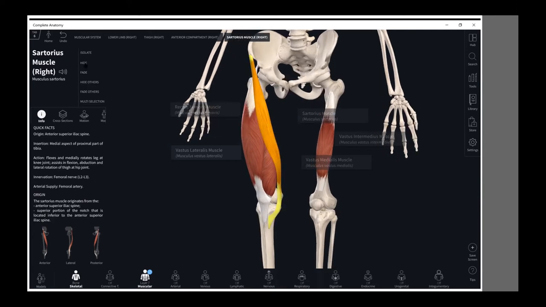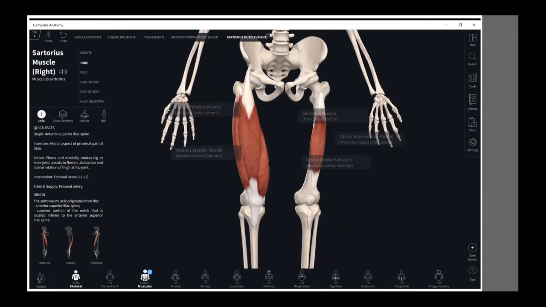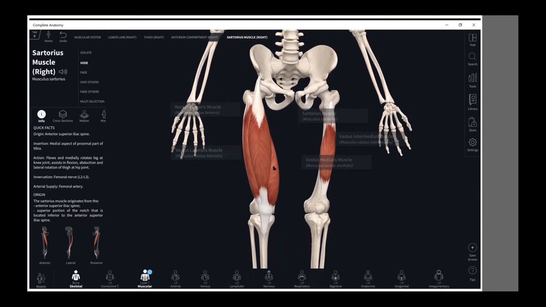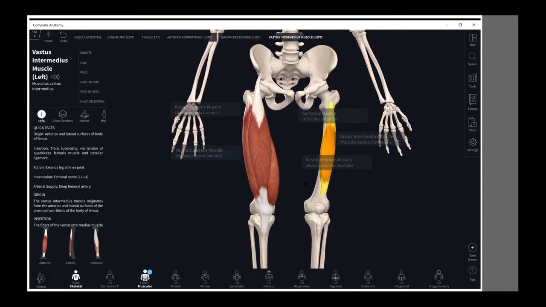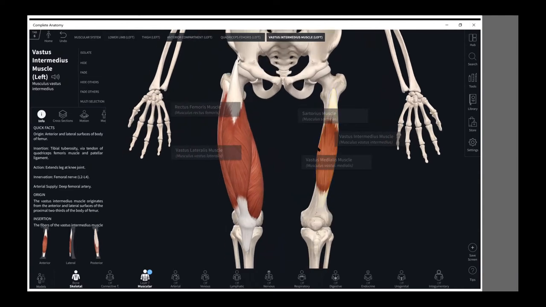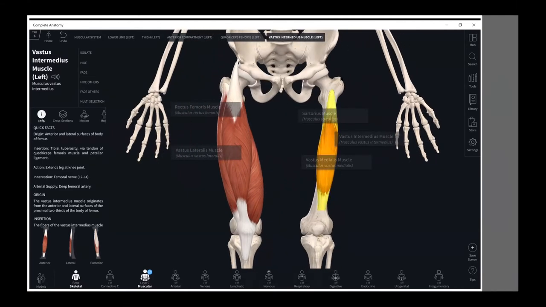Okay, so I'm going to go ahead and hide sartorius so we can have a really good look at the muscles of the quadriceps. First, let's look actually deep at the vastus intermedius. Its origin is the anterior and lateral surfaces of the body of the femur. So distal to the greater trochanter, about the line of the lesser. Its insertion is into the tibial tuberosity via the tendon of the quadriceps femoris muscle. It's not demonstrated here, but it's through the quad tendon into the patella, and then ultimately the tibial tubercle through the patellar tendon or the patellar ligament. Its action is extending the leg at the knee joint, and again, innervated by femoral nerve, L2 through L4.